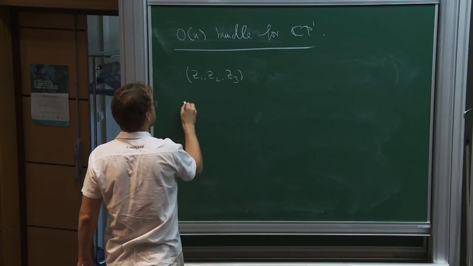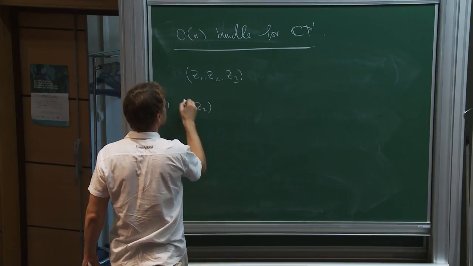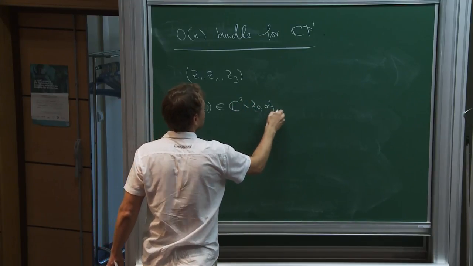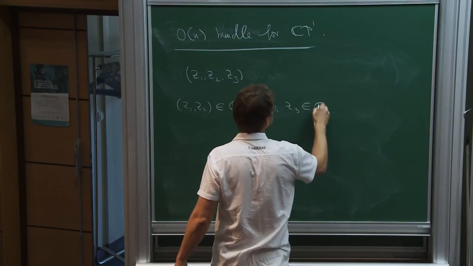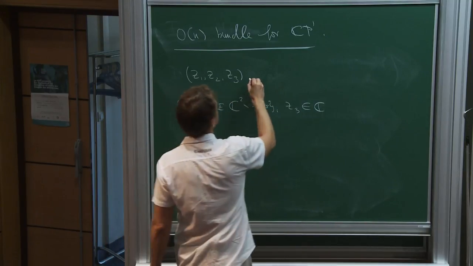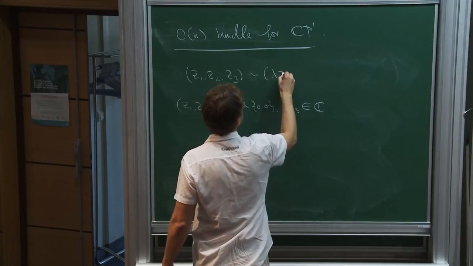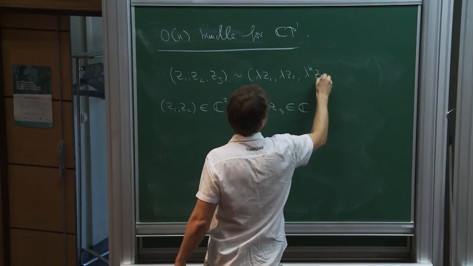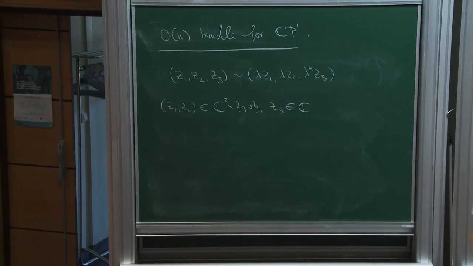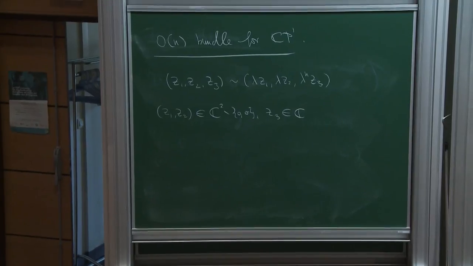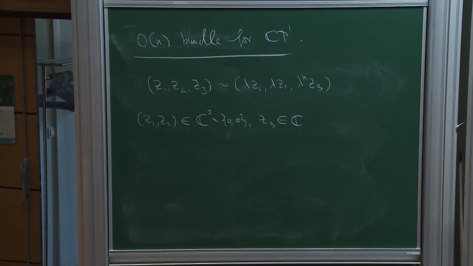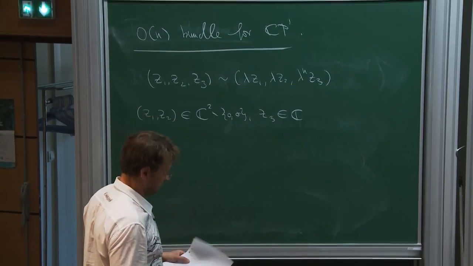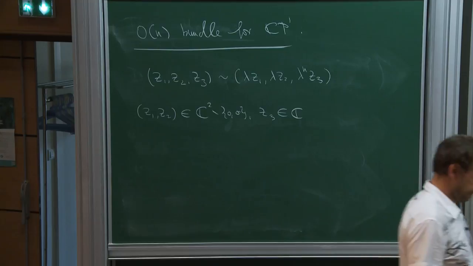numbers. So zeta 1, zeta 2 belong to C2 minus origin, while zeta 3 just belongs to C. And then I will identify them in the following way: lambda zeta 1, lambda zeta 2, lambda^n zeta 3. If you do this identification, you will get a total space. It's a line bundle over CP1.